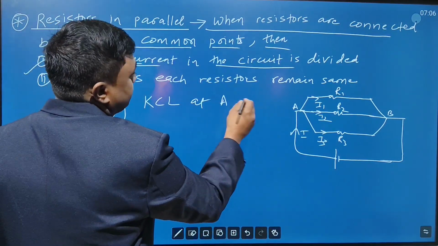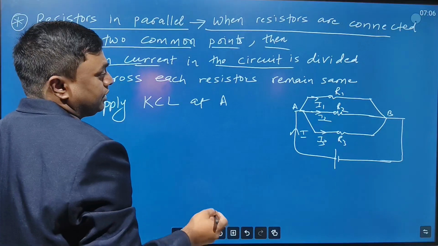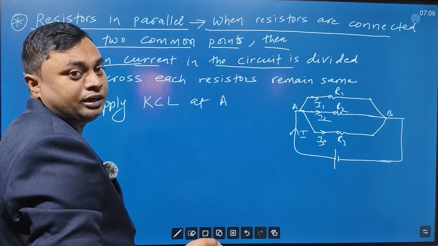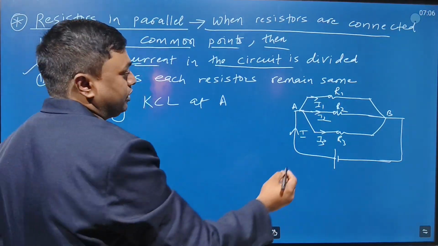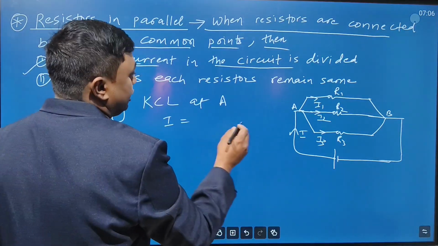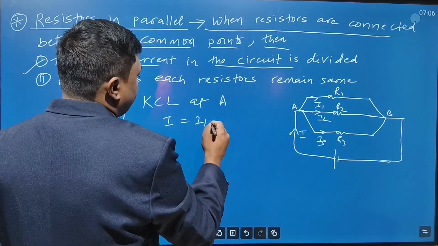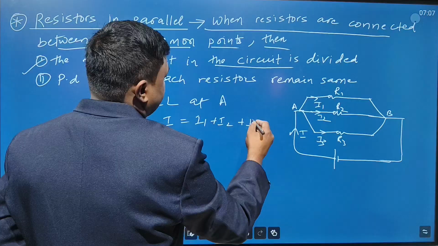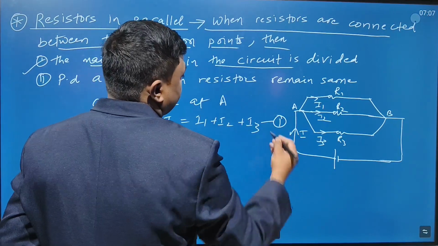KCL at junction A. This is junction A. What is that? The sum of all entering current is equal to the sum of leaving current. So what is the entering current here? I is equal to what? The leaving current, that is I1 plus I2 plus I3. Yes or no? Let's take this as equation 1.